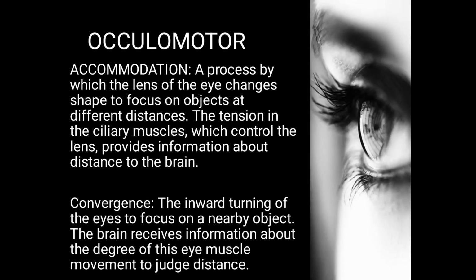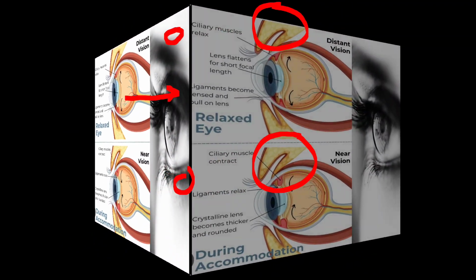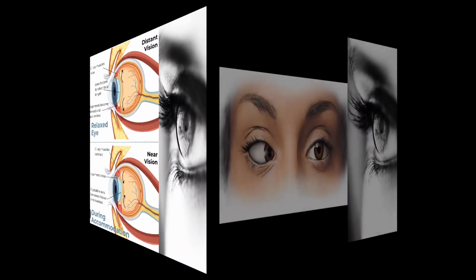Next one is convergence. Convergence means the inward turning of the eyes to focus on a nearby object. So when the person is supposed to look at a near object, the eyes turn inward and show movement at the nasal side. The brain receives information about the degree of this eye muscle movement to judge the distance. So our eyes can converge by looking at a near object.